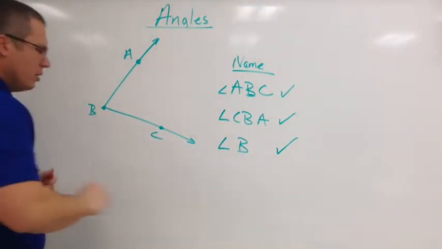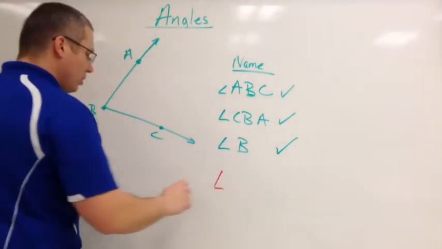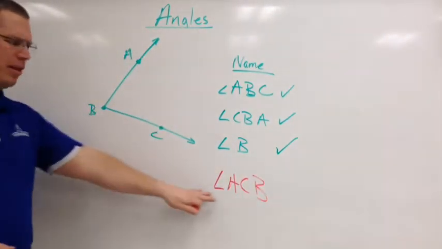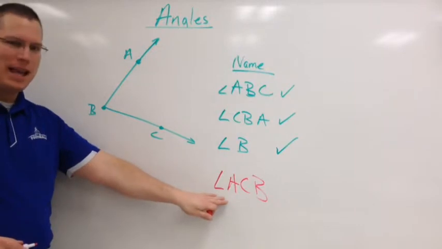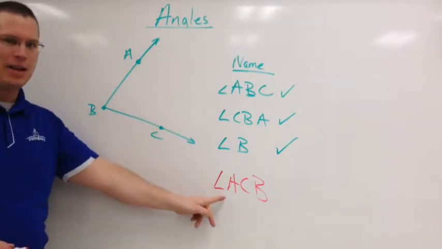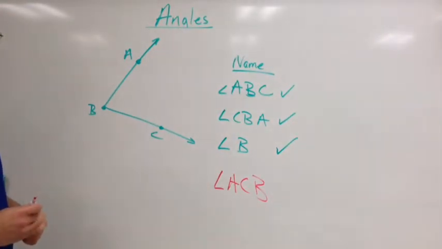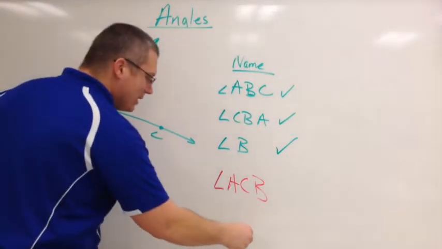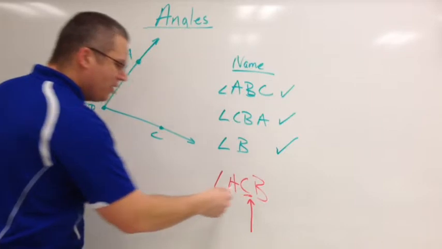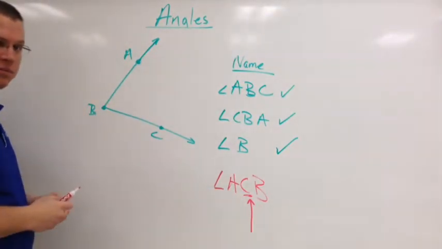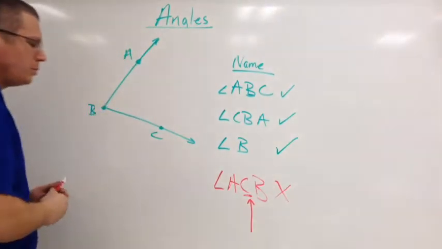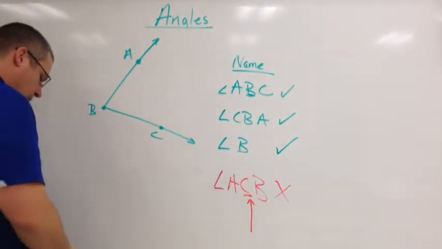How about this? Angle ACB. What's wrong with this? Why can't I name this angle ACB? Main reason, the vertex needs to be in the middle. Is C the vertex of this angle? No, B is. So that's why this would not count.